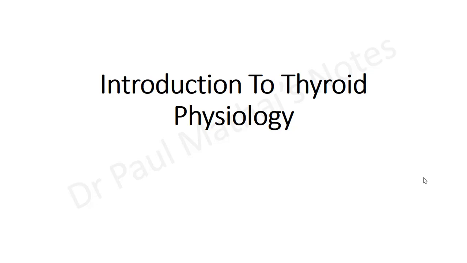In this video, we shall discuss the physiology of the thyroid gland. Let us assume that this is a follicular cell of the thyroid gland. This part of the cell faces the lumen of the thyroid follicle, which is filled with colloid. So this is the luminal aspect of the cell, and that is the basolateral aspect of the cell.